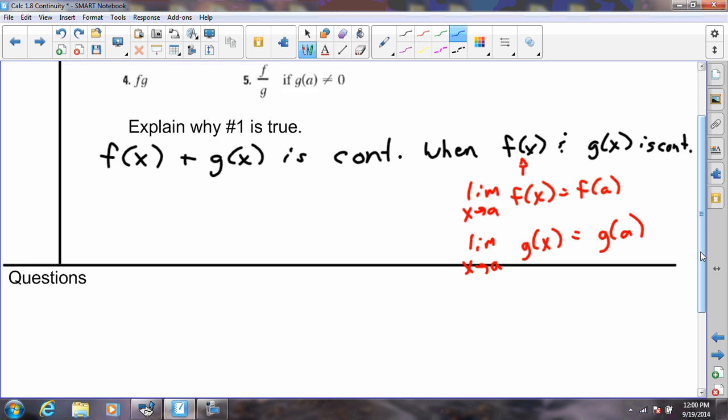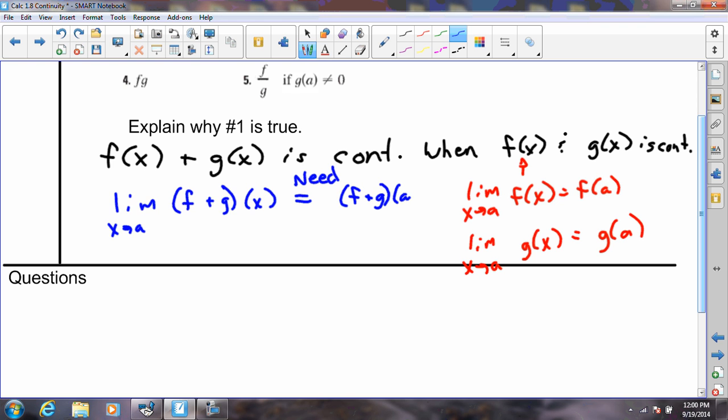Remember, this piece is saying the limit as x approaches a of f plus g of x. We need this to equal f plus g of a. But based just from algebra 2, we already know this part's going to be true. Going back to algebra 2, we know that you can decompose functions with addition by splitting them up. Going back to our limit pieces, we had a limit law that said if we have a sum, we can split this up into two limits. And so we get precisely what we need.